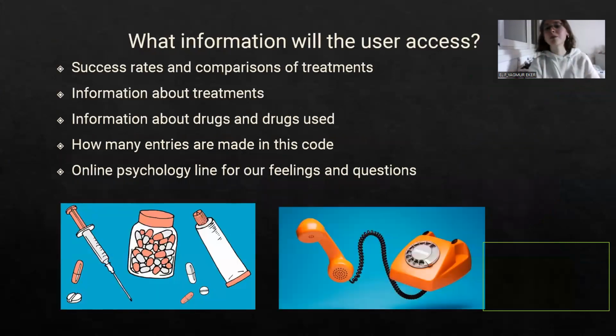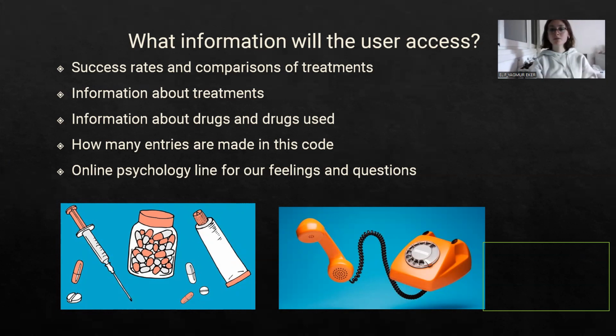What information will the user access? The rate, as we said from the beginning, is really important. And accurate information about the disease and its treatment, because on Google we have a lot of sites, but some information is wrong. So we have true information on the site.